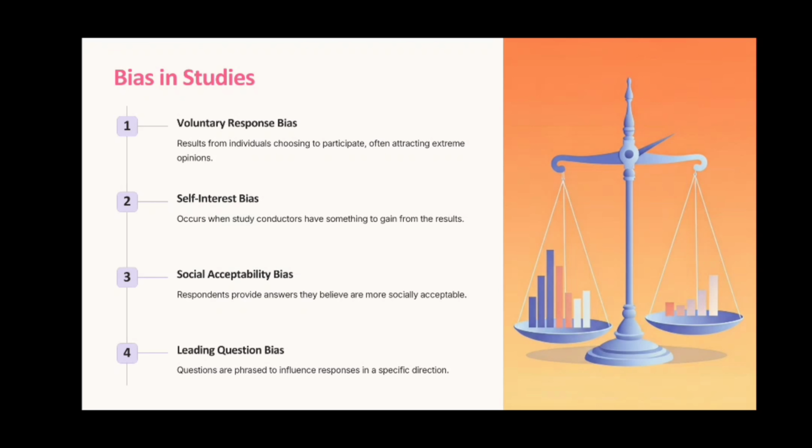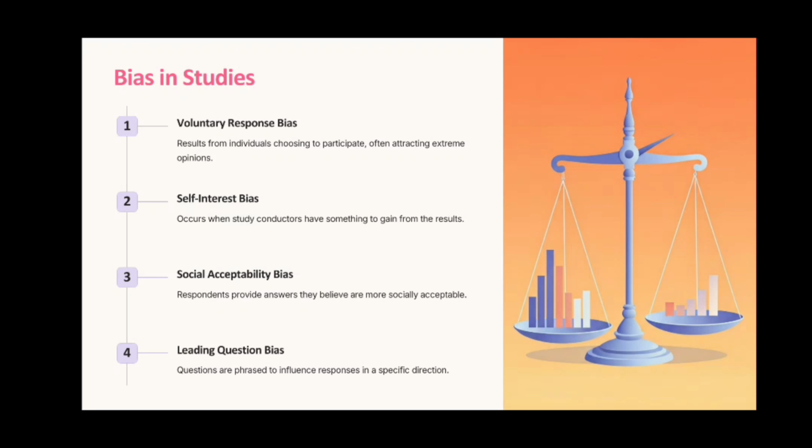The first one is called a voluntary response bias. When we talk about a voluntary response bias, results from individuals choosing to participate, often attracting extreme opinions. For example, you have questionnaire, you have some online surveys being done. So this is example of voluntary response bias. An example is you buying something from Amazon, and after like a week, you get a mail asking you to fill in some surveys. So this is voluntary. It's not compulsory for you to fill in the surveys. But the response you're going to provide is going to be based on what you feel like.